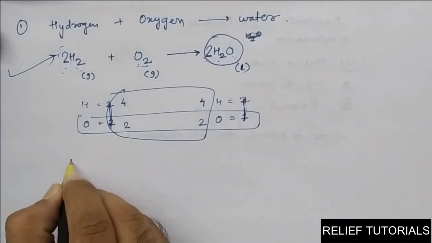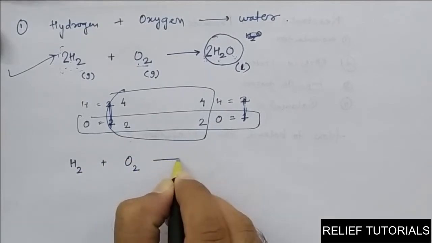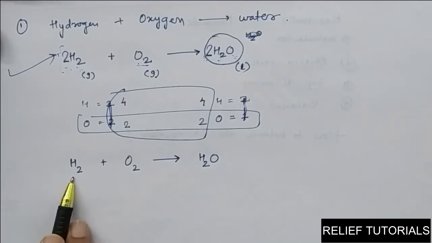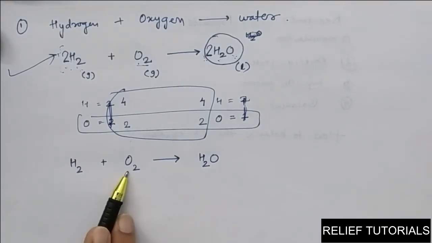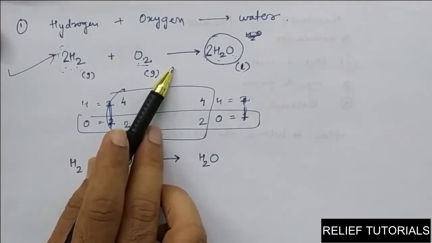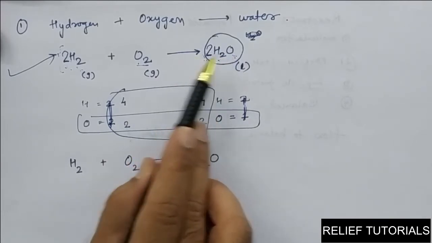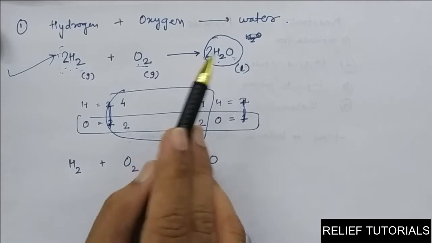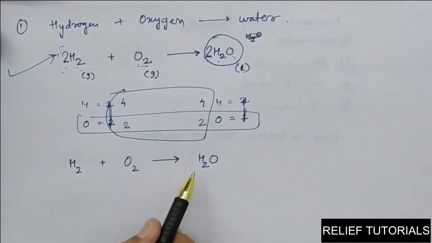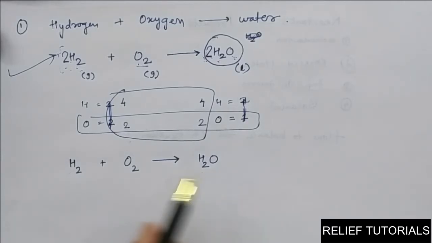One more type. Let us take the same reaction again: H2 plus O2 gives H2O. 2 hydrogen, 2 hydrogen. 2 oxygen and 1 oxygen. In this method what have we done? We have multiplied this 1 by 2. Oxygen is balanced by multiplying this number by 2, and the whole molecule is represented again. Here is one more way we can balance it. Hydrogen 2, hydrogen 2. Oxygen 1, oxygen 2.